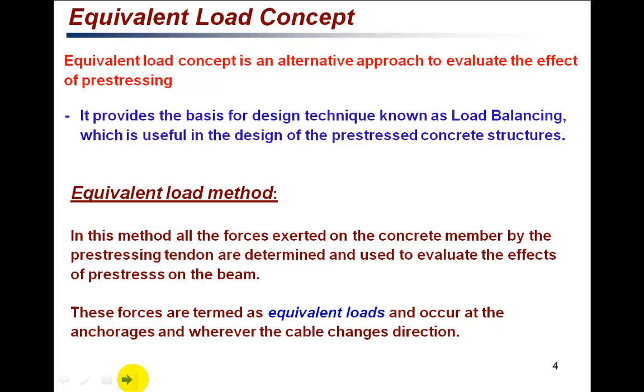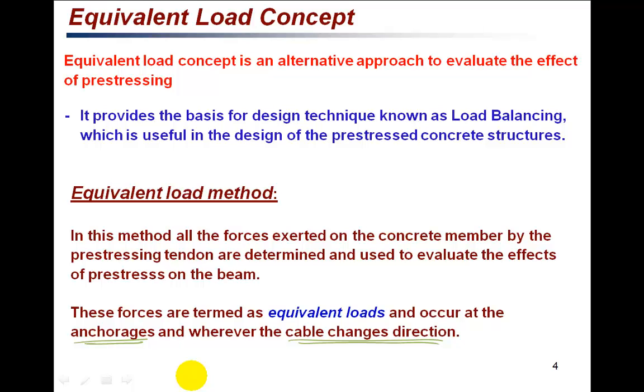So in the equivalent load method, as I said, we first calculate the forces exerted by the pre-stressing tendon on the concrete, and we evaluate the effects of these. These forces exerted by the pre-stressing tendon on the concrete are called equivalent loads. The pre-stressing force exerts forces on the concrete either at the anchorage points or at the points where the cable changes direction. So at these points, the pre-stressing tendon will apply force on the concrete.